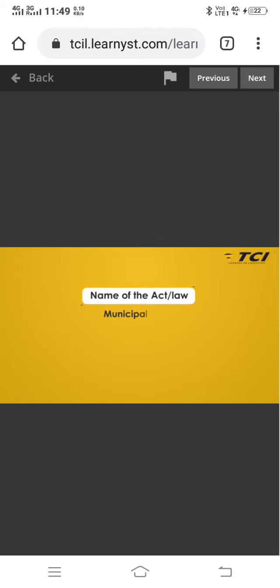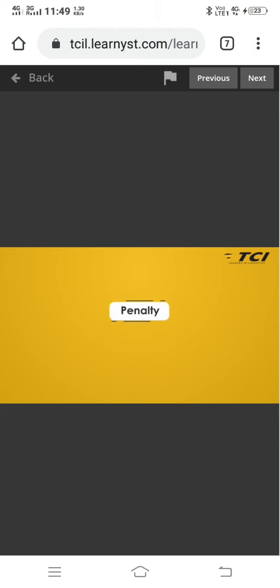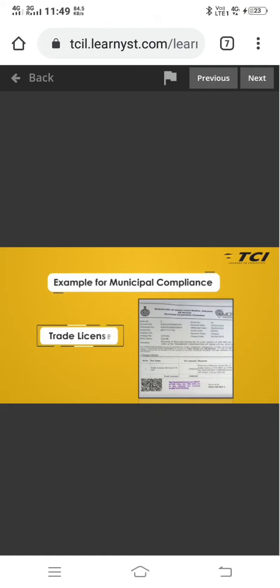Under the municipal laws, things to remember are registration of company or business with the details of premises and business activity. If found non-compliant, then the penalty for the same is levied as per the municipal law of the concerned state. This is an example of trade license.